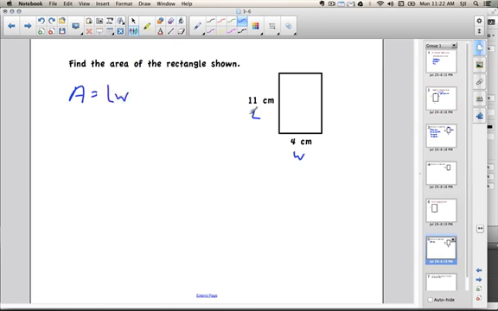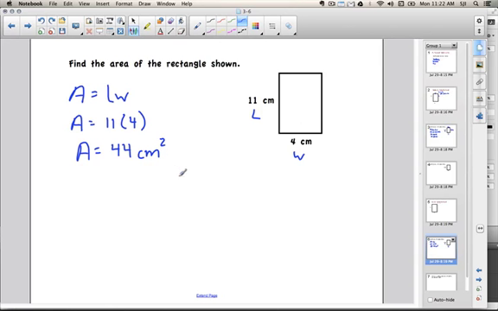So that means all we're going to do is take these numbers over here and put them into our formula over here. So A equals 11 times 4. And now we're just going to do the math. A equals 11 times 4 is 44. And then we're going to label it centimeters. And since we're talking about area, we always square centimeters.